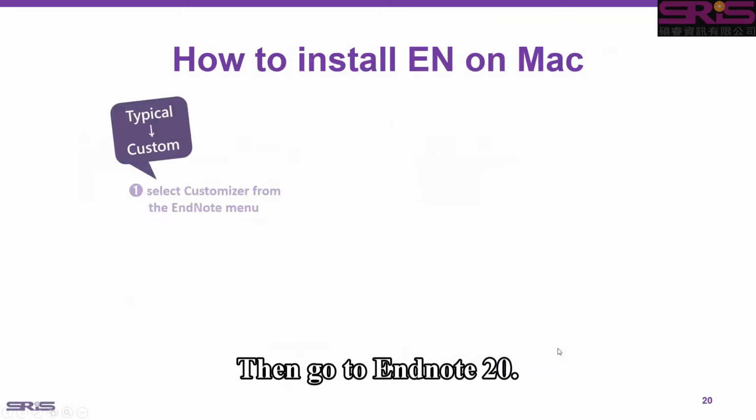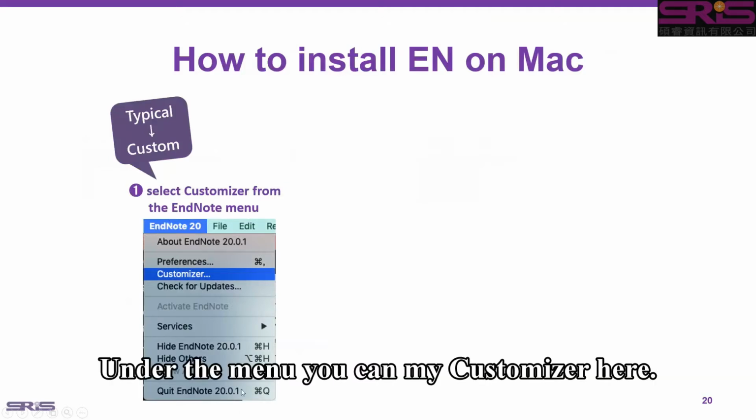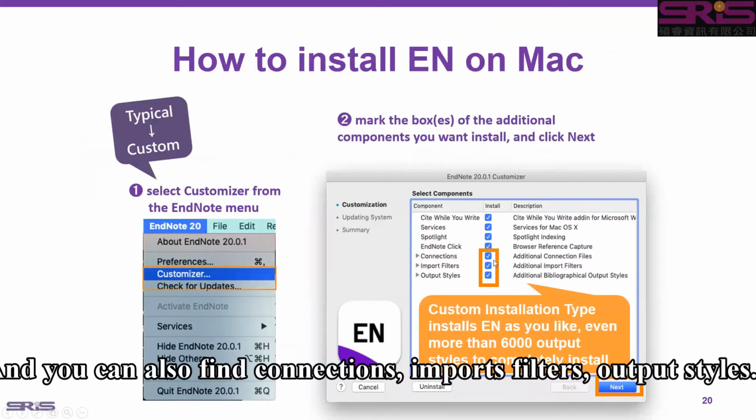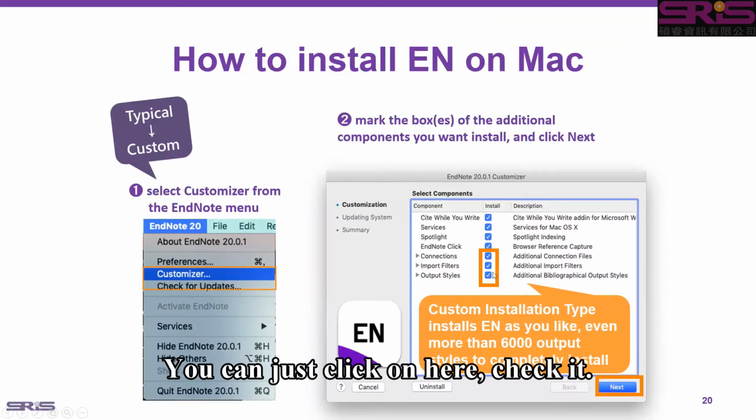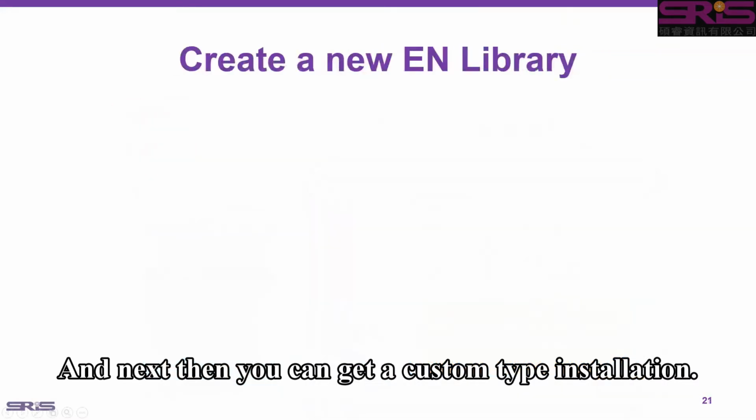Then go to EndNote 20, then under the menu, you can find Customizer here. Then you can also find connections, import filters, output styles. You can just click on here, check it, and next, then you can get custom type installation.